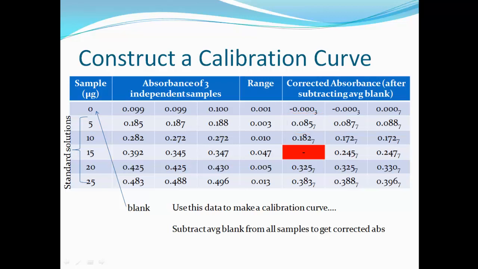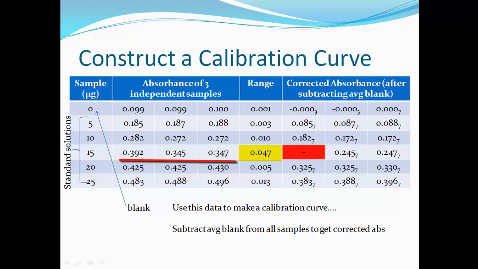You notice that there's a blank for one of the 15 microgram samples. And look at your 3 trials that you have for 15 micrograms. The first one is 0.392 and the last 2 are 0.345 and 0.347. Notice that 0.392 seems out of place. Everything else is pretty close to each other as far as the values, and that more or less seems like an outlier. And that's why they have this column here where it says range.